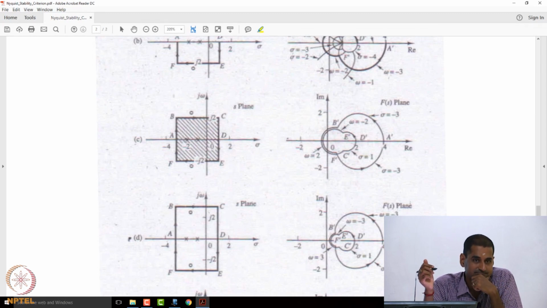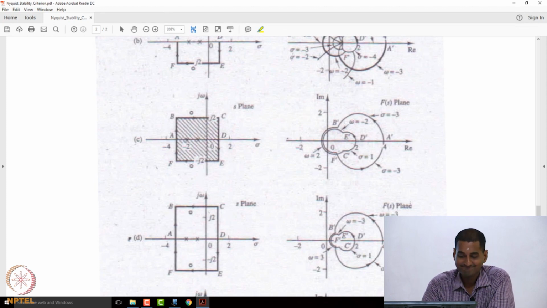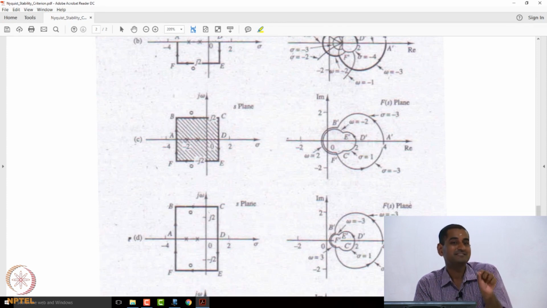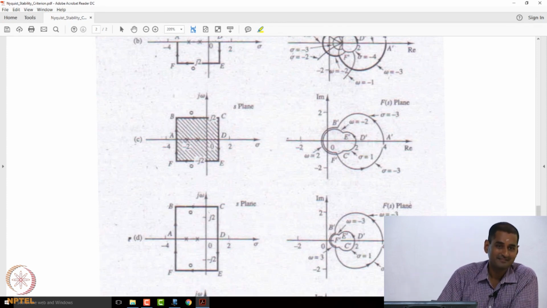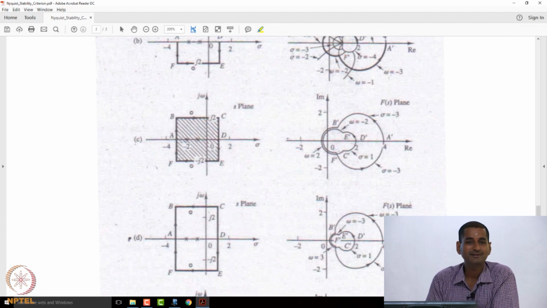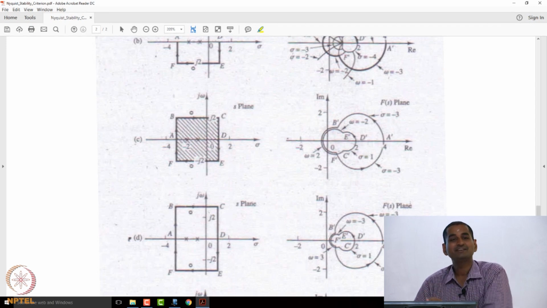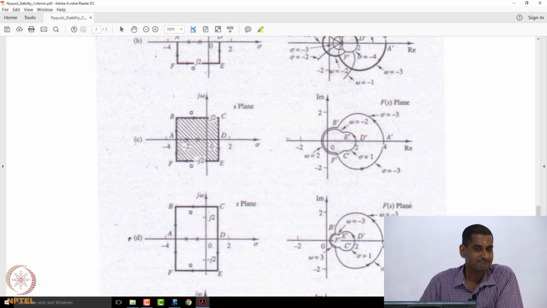So what is A in this case? A is a point. Let's say you start from minus 3. S equals minus 3 is A. That's it. You just draw an arbitrary contour and give some values of s, and then plug into f of s. You know f of s already, and then generate that contour in the f of s plane.